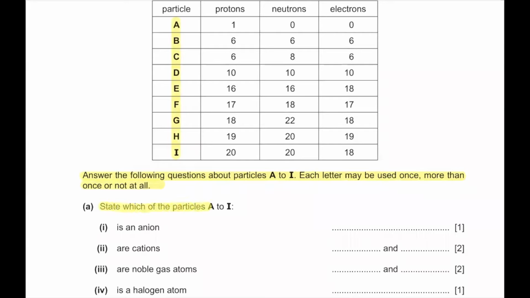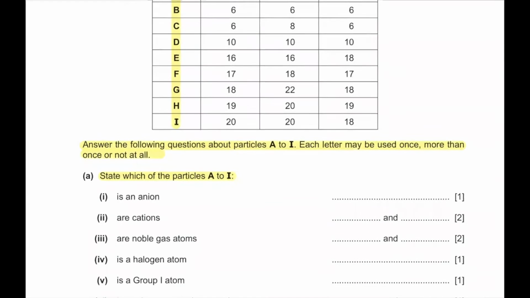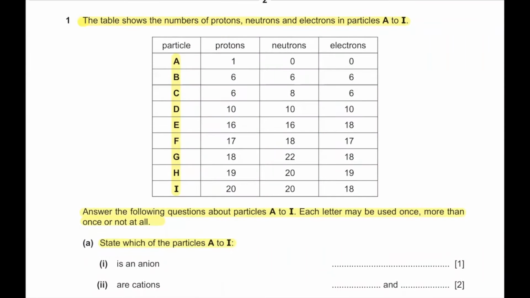State which of the particles in A to I is an anion. So we know an anion will have more electrons than protons. We can see E has more electrons than protons. The number of protons is 16 and the number of electrons is 18. So E is the correct answer.